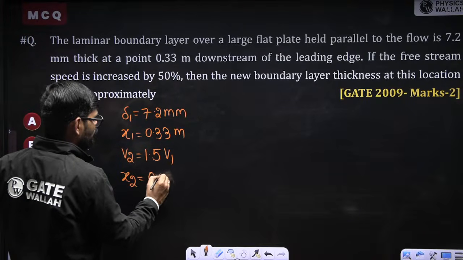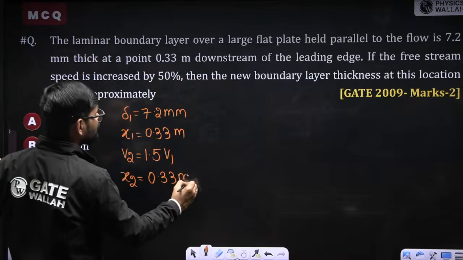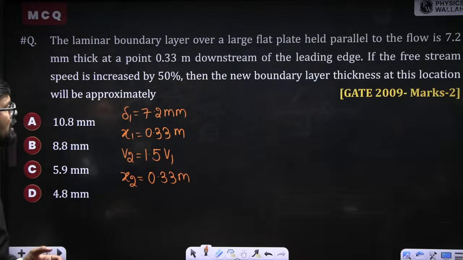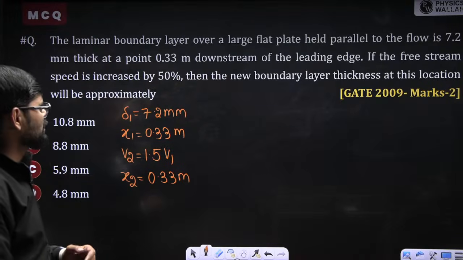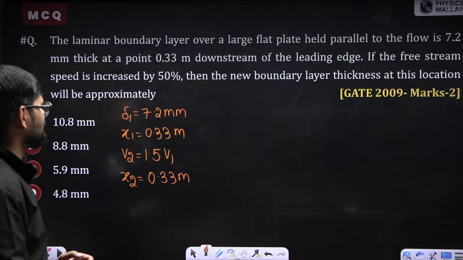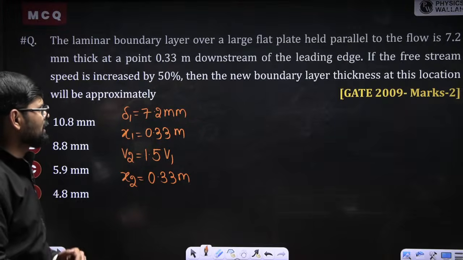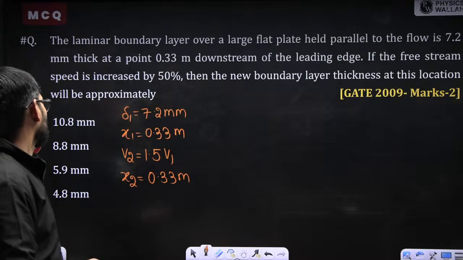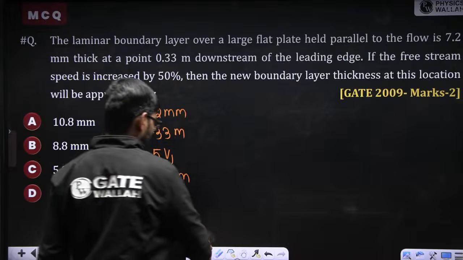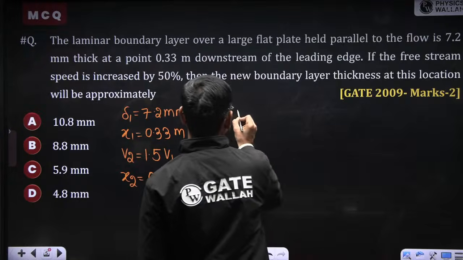X2 value is 0.33 meter only, right? The laminar boundary layer on a large plate is 7.2 mm downstream. The free stream velocity is increased by that factor. Then what will be the new boundary layer thickness at this location? So they are asking at the same location, so again the same formula will be there.